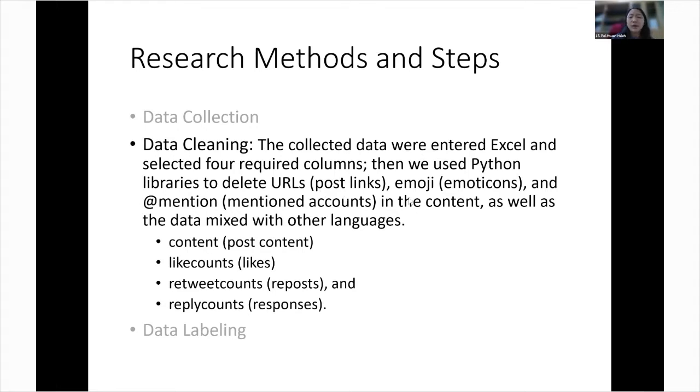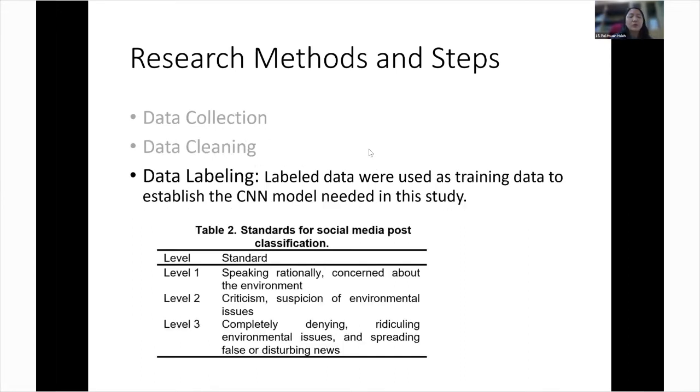For example, the URLs, the emojis, the mentioned names, and also the likes and so on, to make sure that our data are clean. After that, we start to do the labeling for our training data set. And then we pick the CNN model, the convolutional neural network model, to run our testing data set.